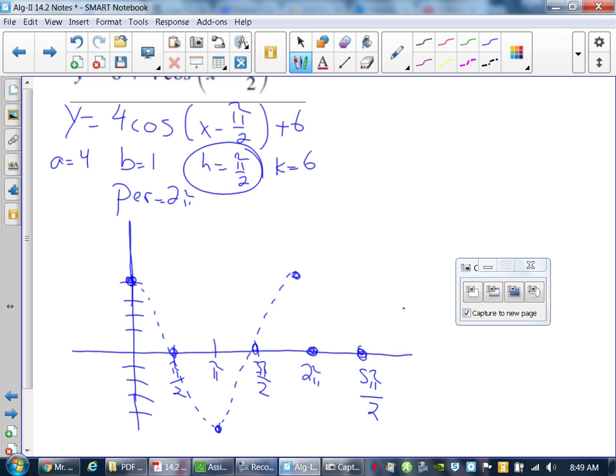And then maybe you just realize that everything moves over and up. Over, up, over, up. Oops, sorry, 6. Over, up 6 goes to 2. Over, up to 6. Over, up to 10. And you got that, where this was at pi over 2, 10, pi, and 6, 3 pi over 2, 2, and so on. Does that help? Did you guys get that one okay? Yeah. See, it's not that bad.